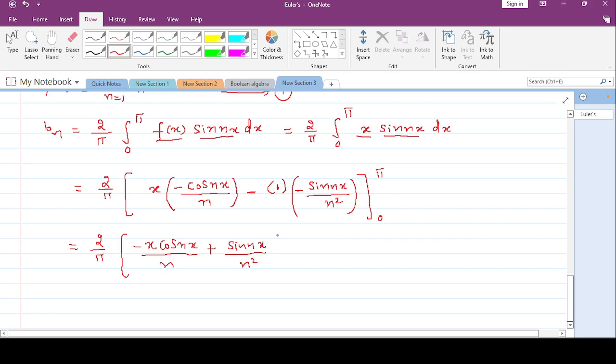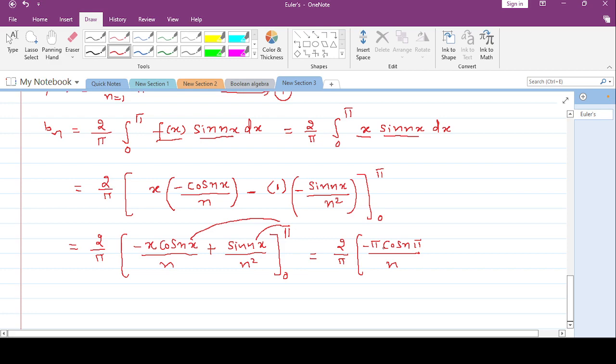Now wherever you have x, there you put pi. So you see what you get here. Put x equal to pi here, so it is minus pi into cos n pi divided by n. Put x equal to pi here, so sin n pi is 0. Put x equal to 0 here, so this is 0.